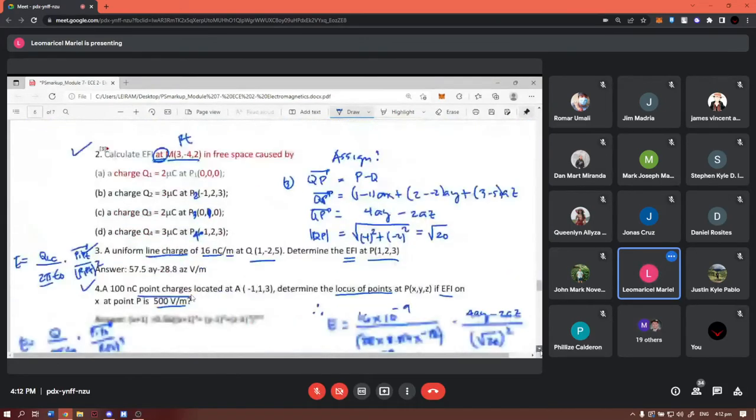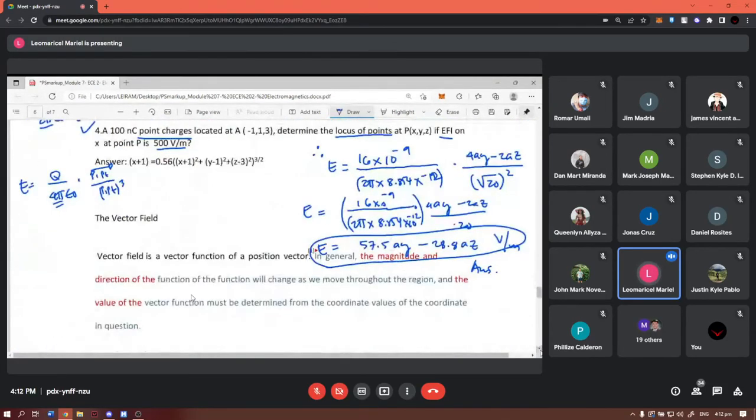Okay. Now, kung gagawin natin yan, meron tayong 100 nanocoulomb charge na nakalocated dito. Then yung point P mo, kahit saan, ibig sabihin kahit sa X, Y, Z, ano daw yung equation na makapag-define na ma-maintain niya yung EFI niya na 500 volts per meter at X component lang. Yan ang ibig sabihin nito. The principle pa rin ng ating kunin natin yung vector that defines.